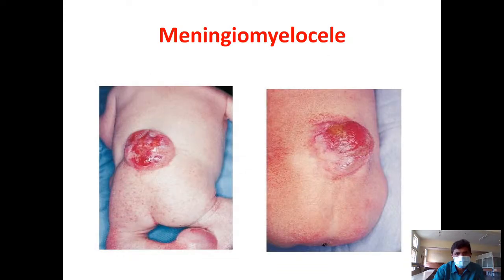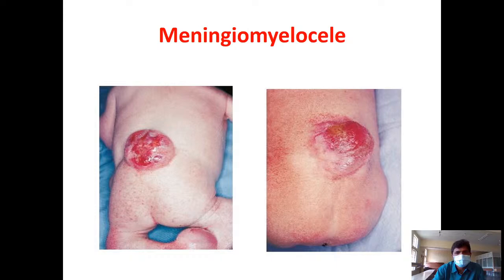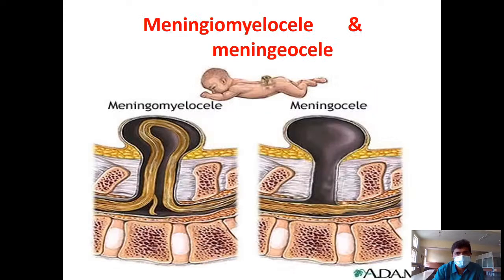So these are cases of meningomyelocele. This is how it looks. Here only the coverings are herniated through the defect, whereas here, in a meningomyelocele, along with the coverings you can see spinal cord contents being herniated through the defect. So basically, examination of the back is very important.